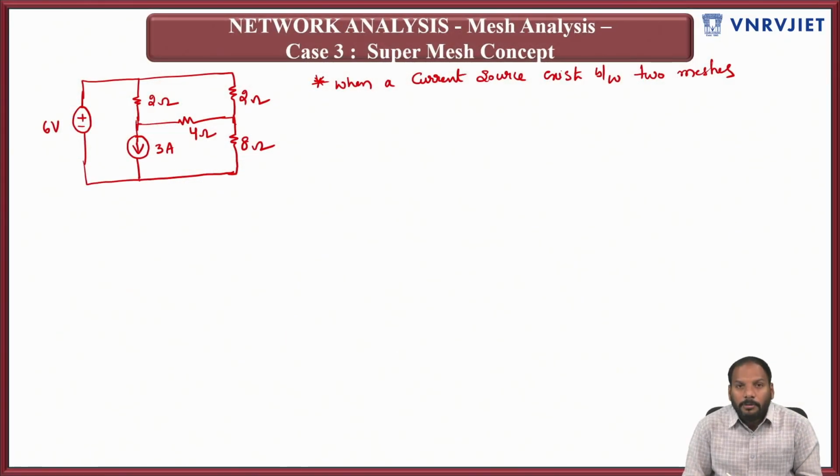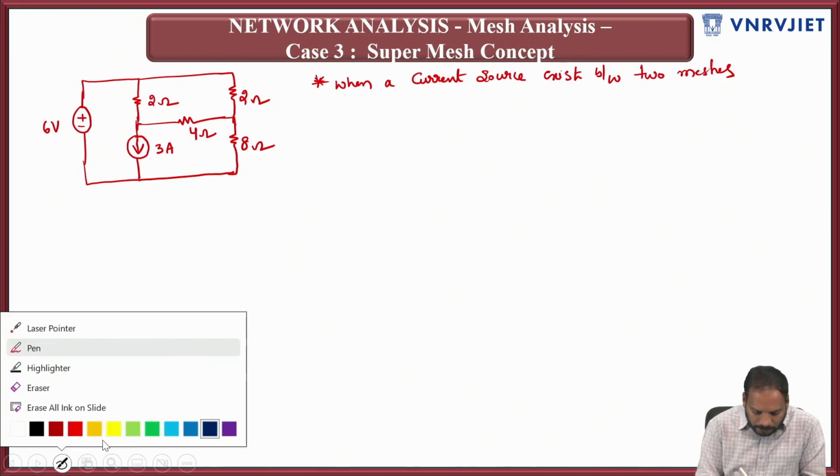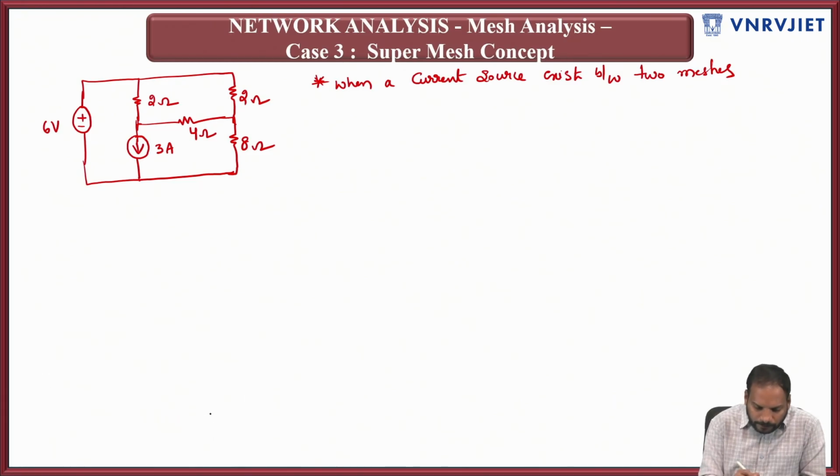This is a problem given in the third case, where the current source is connected in between the two meshes. If you clearly understand here, there is a 3 ampere source connected in between the two meshes. In this case it is not possible to follow the KVL approach.